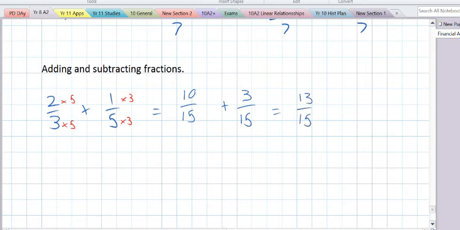Alright, so with these, you have to find a number that both 3 and 5 go into. That number we chose was 15, and then you ask yourself, how do I get 3 to 15? I multiply it by 5. And if I do something to the bottom of a fraction, you must do the same to the top.